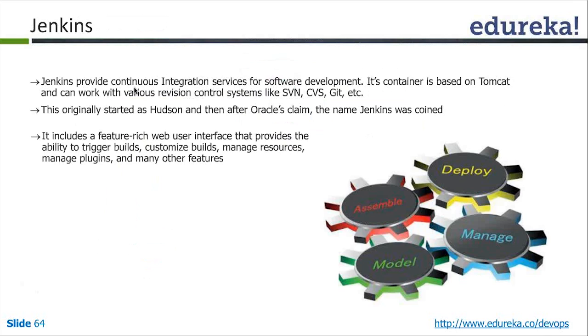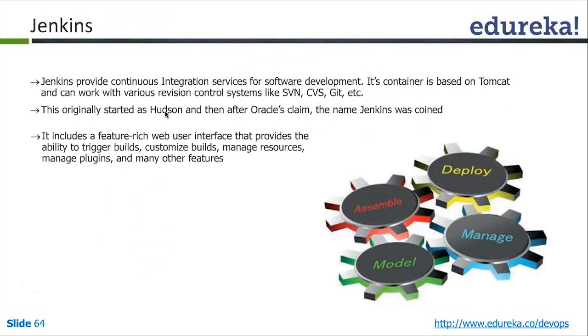So Jenkins provides continuous integration services for software development. It's a Java-based application basically. Its container is based on Tomcat and it works with various version control systems like SVN, CVS, and Git. So the idea is very simple. For Jenkins to work, it has to be integrated to a version control system. Otherwise there is no point.